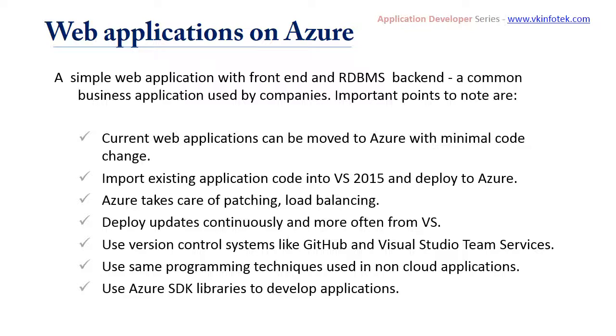You can import existing application code into Visual Studio 2015 and deploy to Azure. Azure takes care of patching and load balancing. Deploy updates continuously and more often from Visual Studio. Use version control systems like GitHub and Visual Studio Team Services. This applies to large teams which are developing applications. Use same programming techniques used in non-cloud applications. That is, you develop applications using same programming techniques and move it to the cloud, and Azure will run them. Use Azure SDK libraries to develop applications.